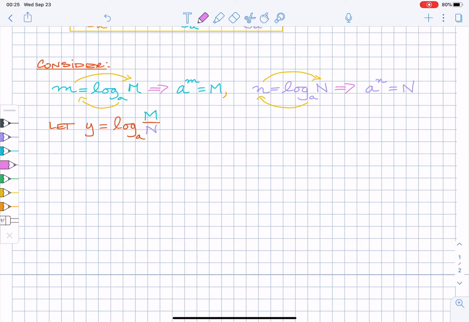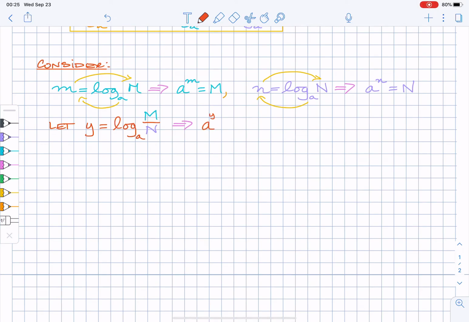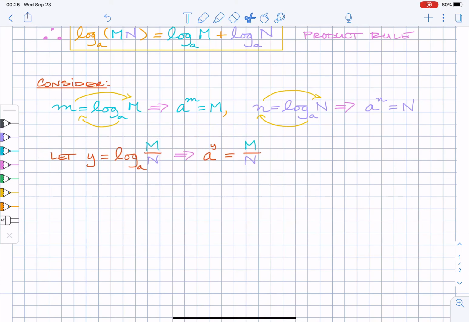Okay, so this implies that base raised to the answer is equal to the argument. So this implies that a raised to the y is equal to the quotient m over n, if I do my little circle. So hopefully you see that. But maybe I should show it explicitly, so let me move this down so you see where I'm getting that from. So I'm doing base raised to the answer is equal to the argument.